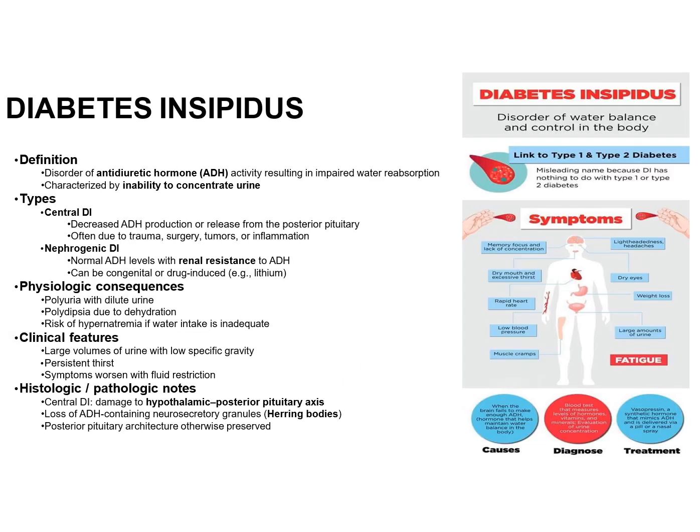Diabetes insipidus has one of the most misleading names in medicine. It has nothing to do with blood sugar. DI is a disorder of ADH activity, and the defining problem is the inability to concentrate urine. There are two major types.